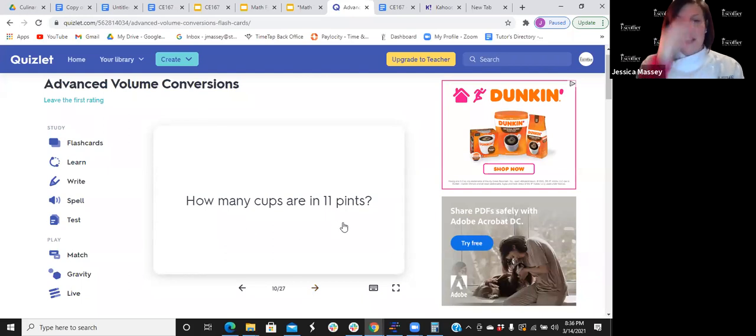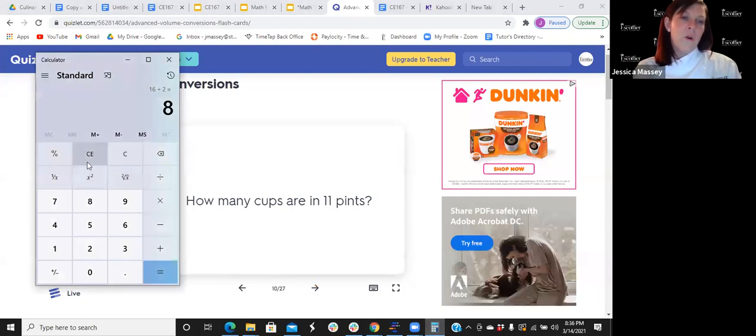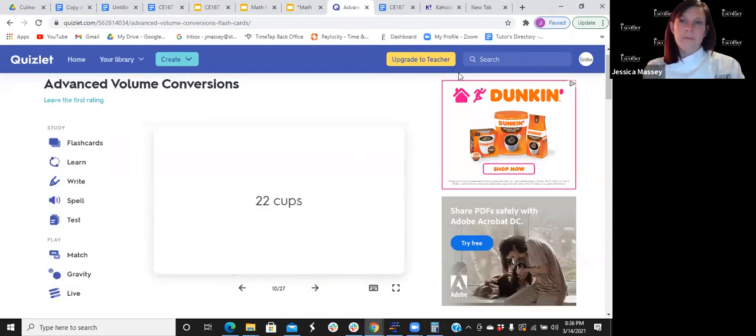So how many cups are in 11 pints? Well, we know there are 2 cups for every pint. So you take your 2 cups and you multiply it by your 11 pints. And we get 22 cups.